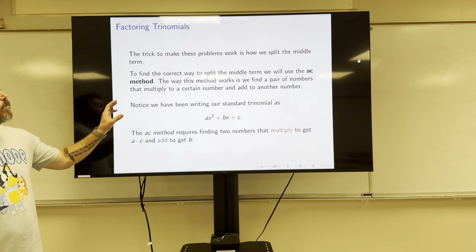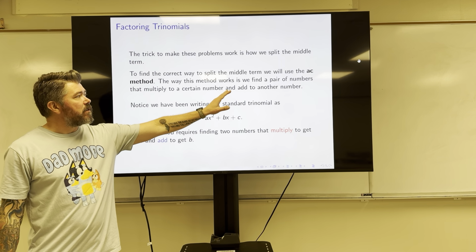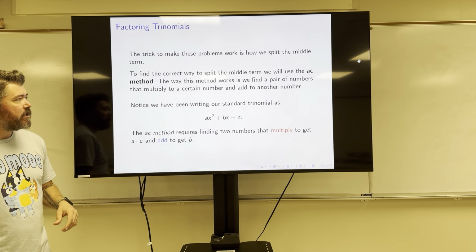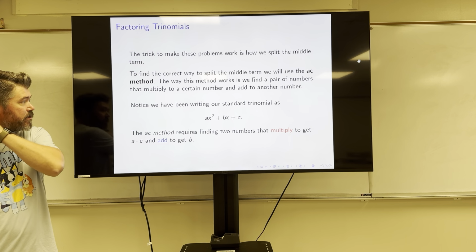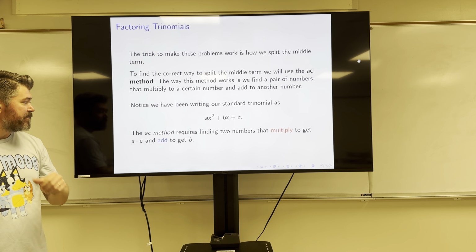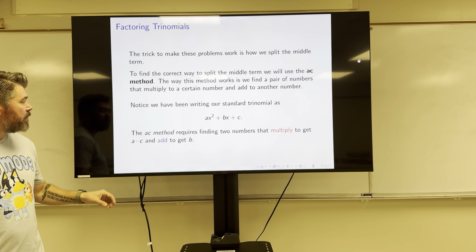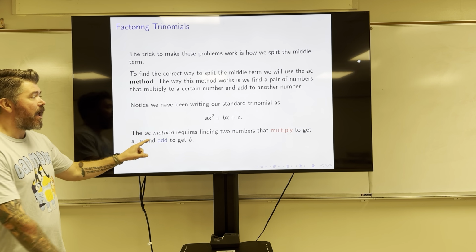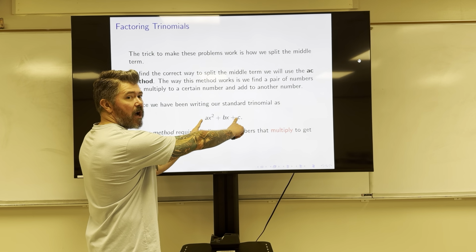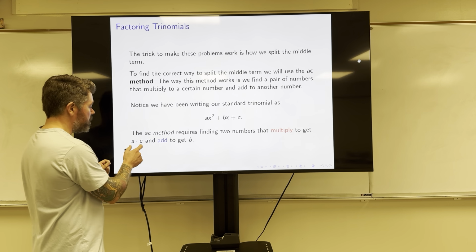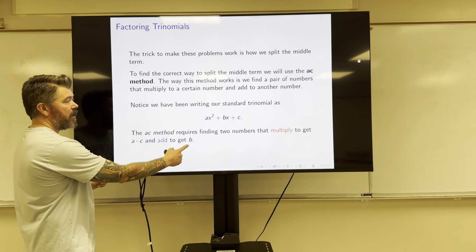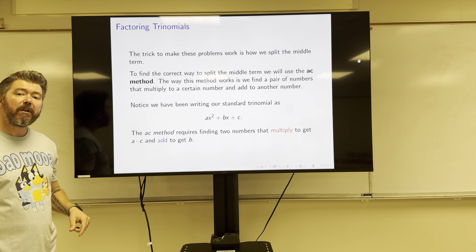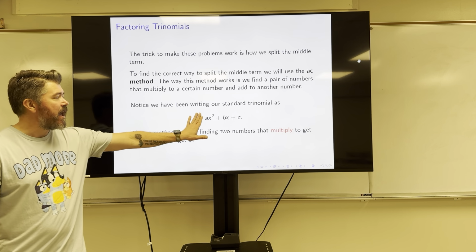Okay, so this method works by finding a pair of numbers that multiply to a certain number and add to another number, okay? So what we want to do is we want to multiply to get AC. This is why it's called the AC method. We multiply to get AC, and then we add to get B. Remember in our previous section, A was 1.